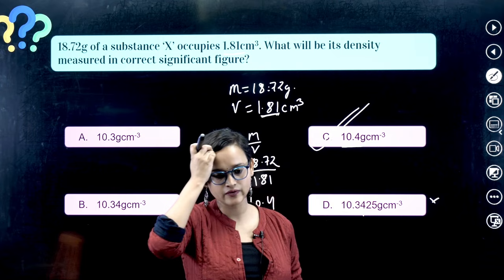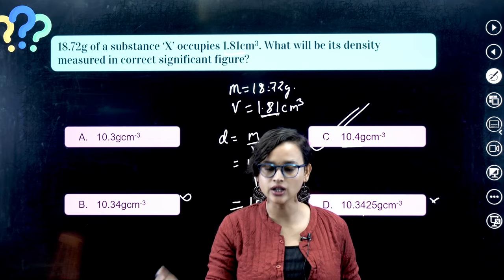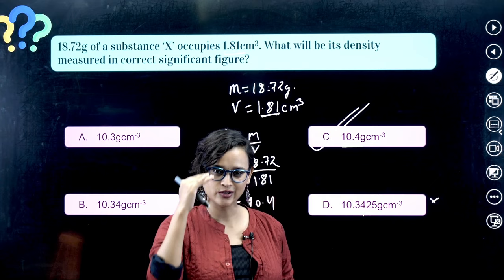All the values that are given in the question, compare whichever has the lowest significant figure. That is the one that you have to consider, and then you have to find the answer. All right, easy peasy, great.